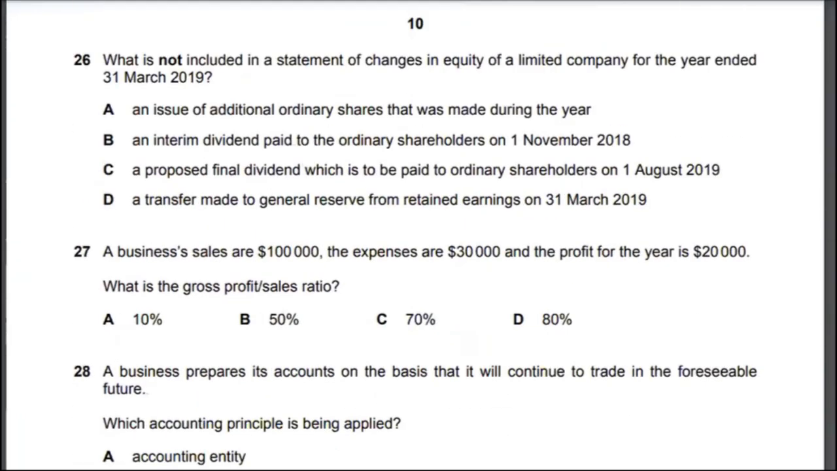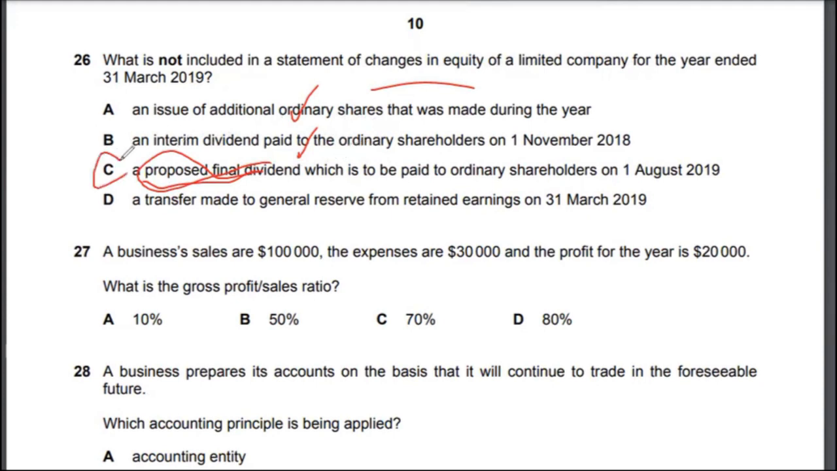So let's look at multiple choice 26. What is not included in the statement of changes in equity of a limited company for the year ended 31st March? Additional shares issued will be included. Interim dividend paid is also part. It's proposed dividend. So this proposed dividend is actually not part of the statement of changes in equity.